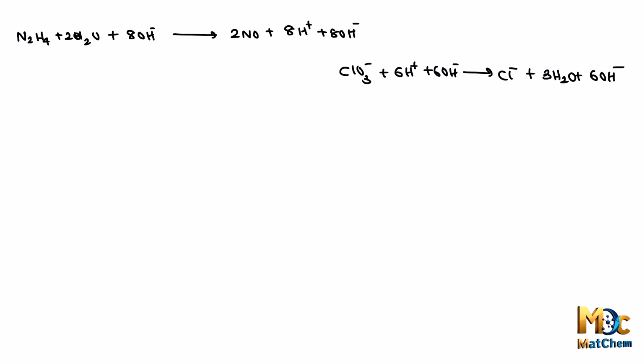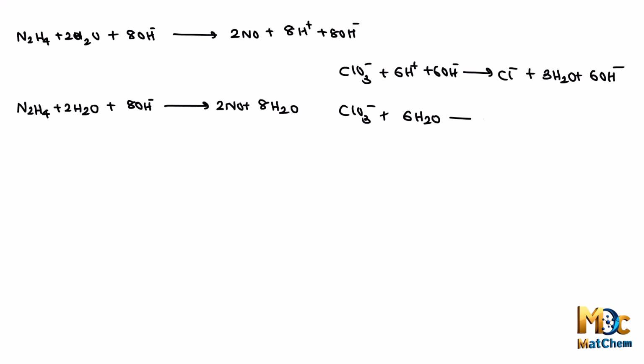So we got it. Now H plus plus OH minus means water. So you can write this reaction as N2H4 plus 2H2O plus 8 OH minus giving 2NO plus 8H2O. Here, ClO3 minus plus 6H plus 6 OH minus, giving 6H2O, gives Cl minus plus 3H2O plus 6 OH minus.